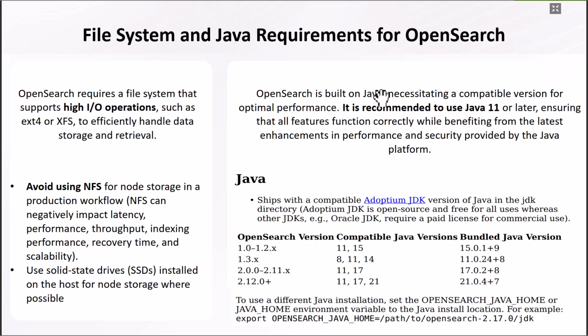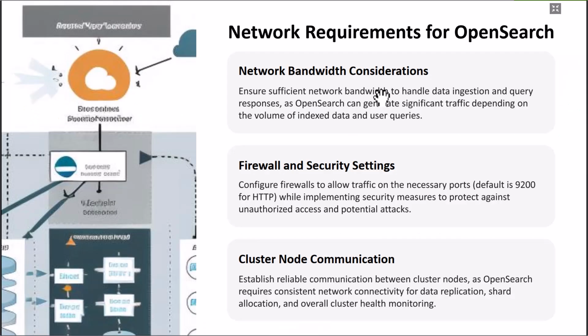Note, we will have to set the OPENSEARCH_JAVA_HOME or JAVA_HOME variable if we want to use a different Java installation. Some of the network requirements are as on the screen. I'll skip going through all of the details because we will not go through all of these implementing during our course. Suffice to note that network is a very key configuration aspect while maintaining an OpenSearch cluster because it is a distributed system at the end of the day.